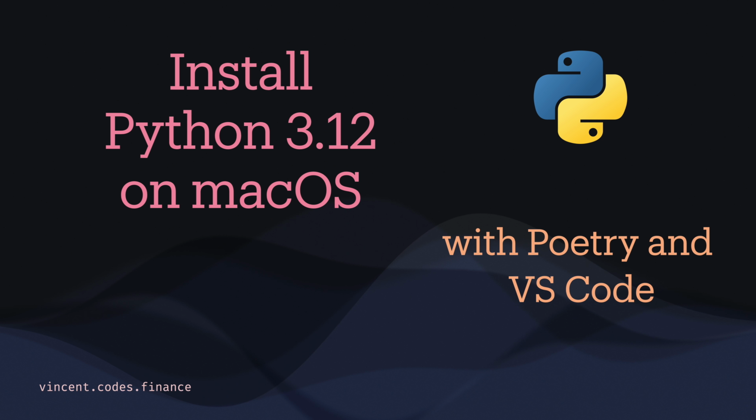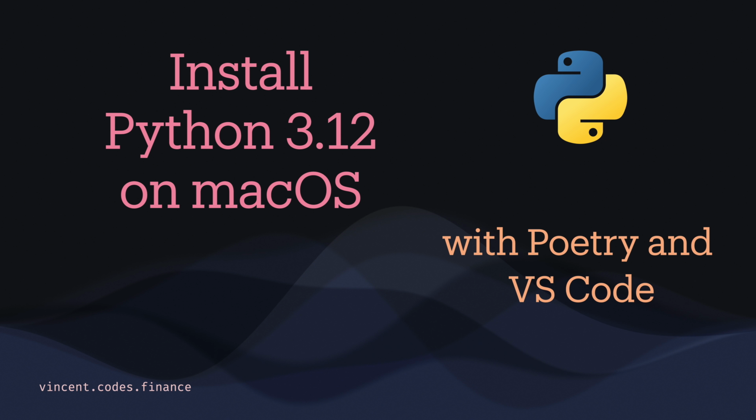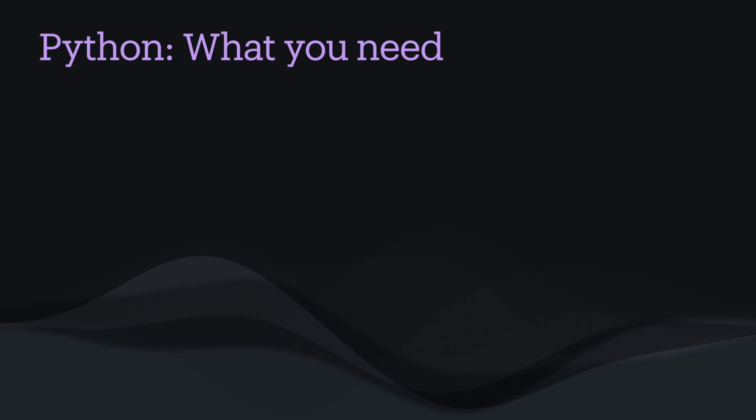In this video, I'll show you how to install Python 3.12 on macOS with Poetry and VSCode using Homebrew. By the end of this video, you should have a fully working Python environment ready to do some coding and some data analysis. So in order to install Python, you'll need three things.